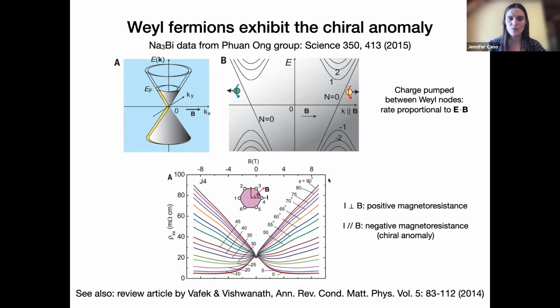So the point of me showing you this is just to show that when people talk about negative magnetoresistance, that's a defining feature of Weyl fermions, and these are the types of plots that it's referring to.